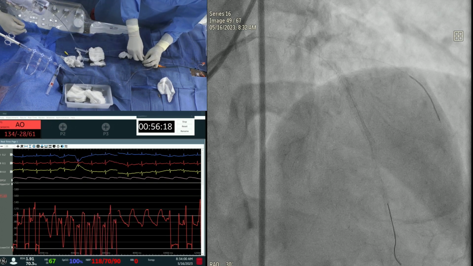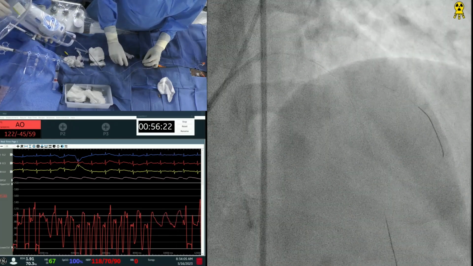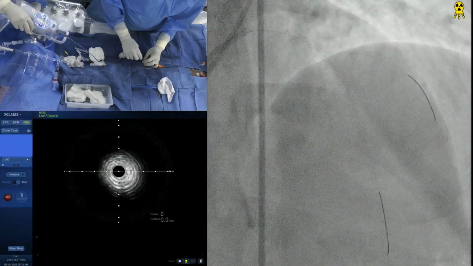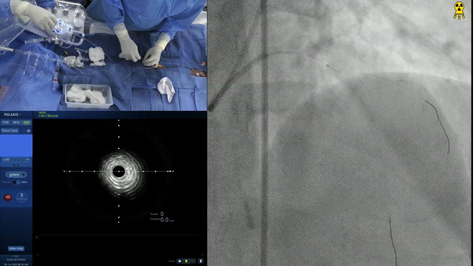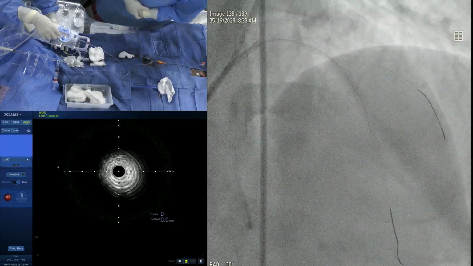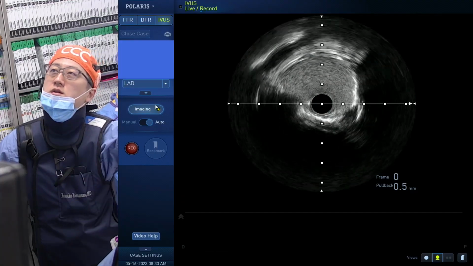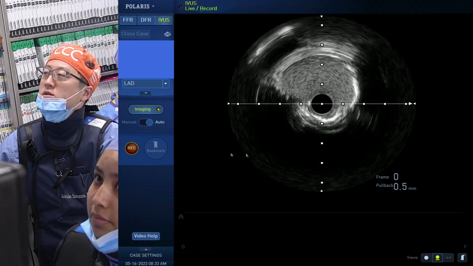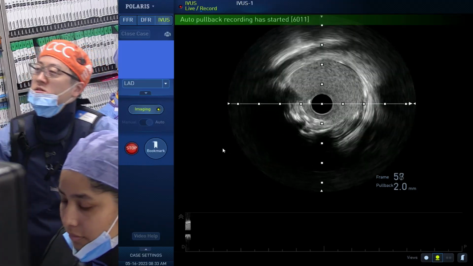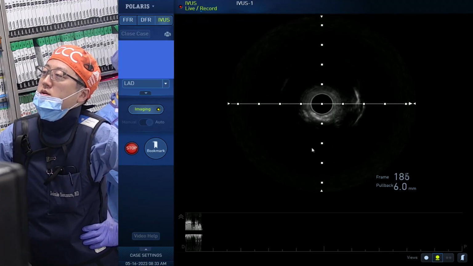Okay, the imaging guru, tell us, is there unexpanded area after the bifurcation or not? Sure, because they're warming up the IVL. Can I check the image? Make it to the main screen. Flush a little bit. Okay, I start pullback. It's coming. Looks expanded. So at the level of the bifurcation, I think it will be fine.